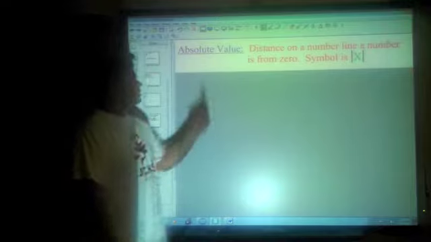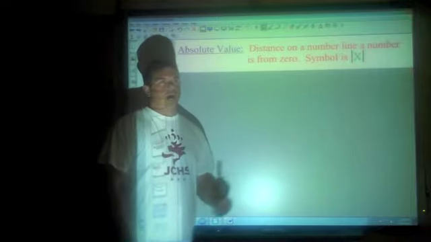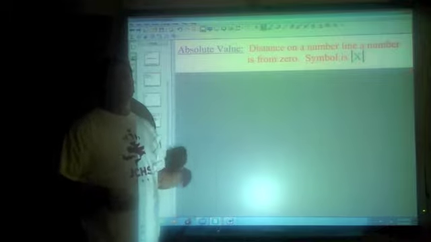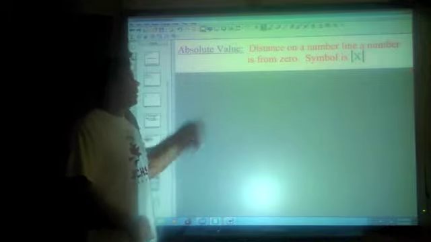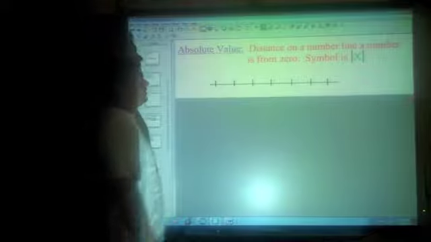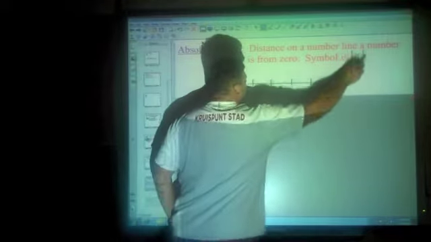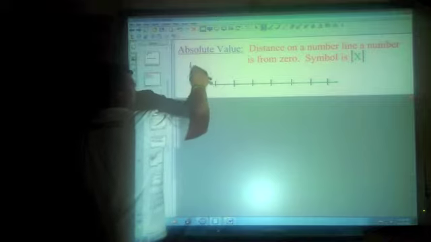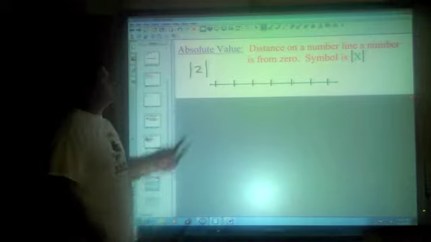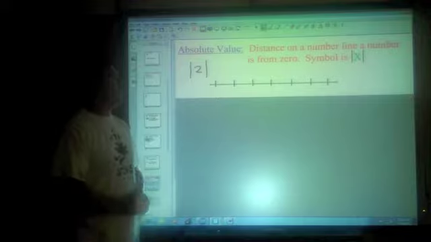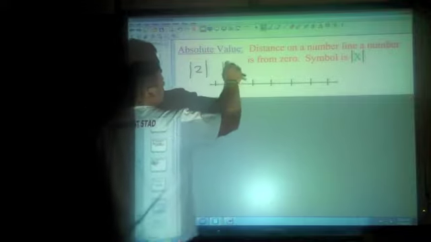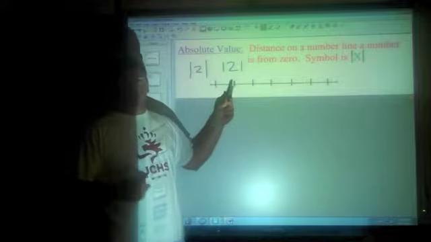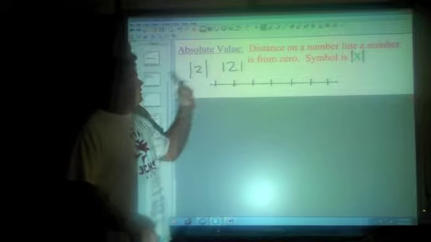Absolute value. This one's tricky because people mix it up with the word opposite. In fact, absolute value has nothing to do with opposite. It means how far something is from 0. This is the symbol: 2 bars. Now you've got to be careful. If you write down this, then I know you're talking about the absolute value of 2. But if you write down this, I don't know if you mean the absolute value of 2 or if you're talking about 121. So you need to be very careful.